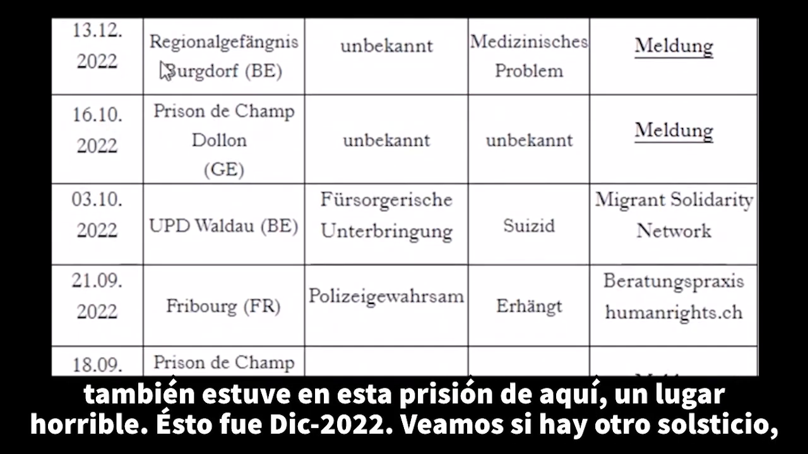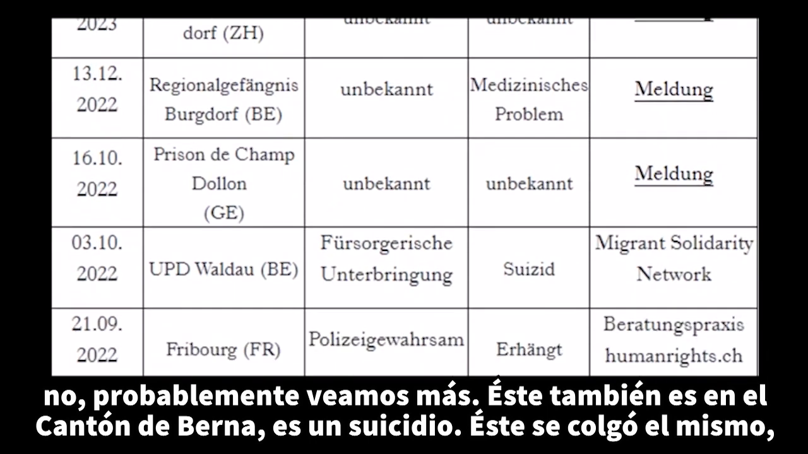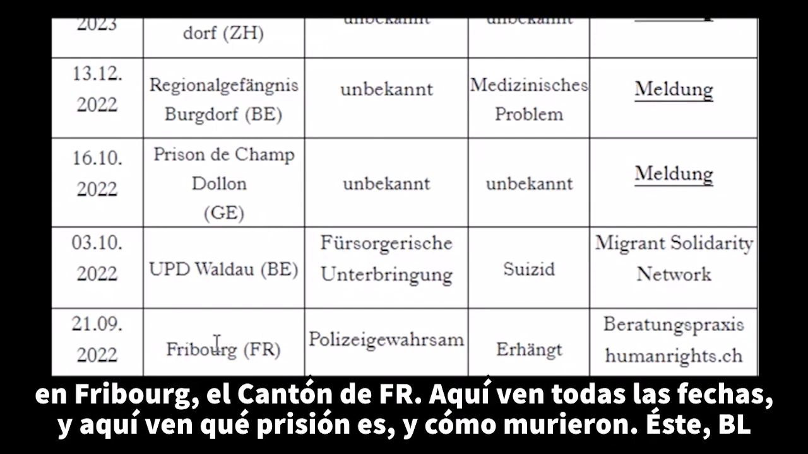I was also in this prison here, a horrible place. That was December 2022. Let's see if there's another solstice. No, there wasn't. You'll probably see more. And there's also in the canton of Bern a suicide. This one, erhängt, means hanged himself or herself. In Fribourg, the canton, FR. So here you see all the dates, eh? And here you see what prison and the way of death.